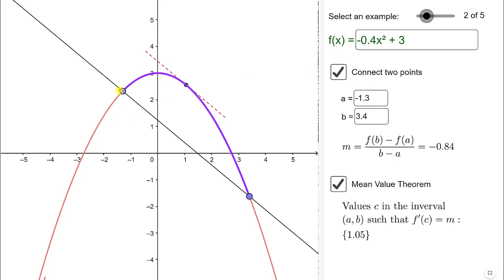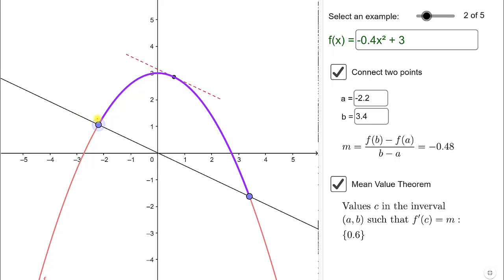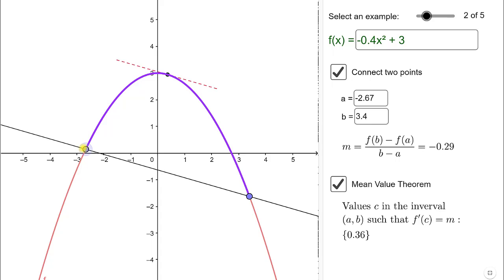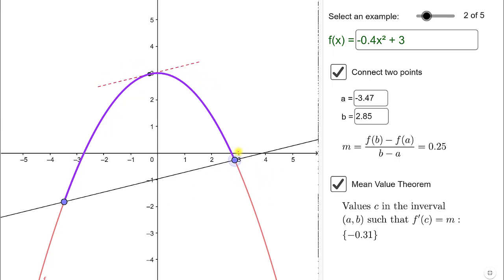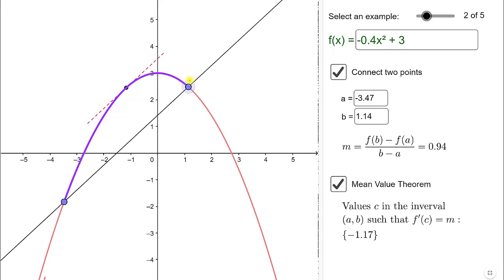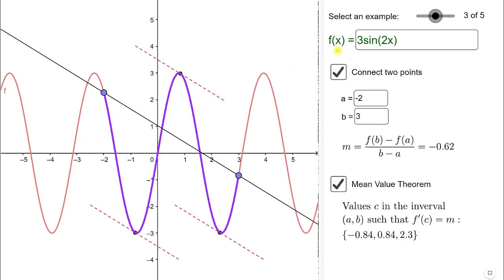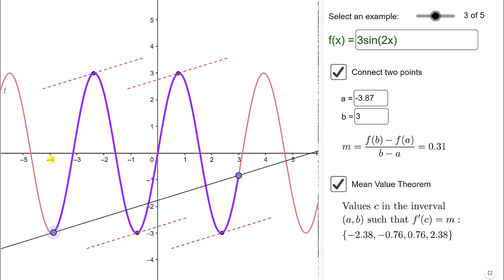So just a parabola opening downwards. As I change my a and b, there's always some c in between them where the slope of the tangent is the same as the slope of the secant. The instantaneous rate of change is the same as the average rate of change. Here's another example. So you can have lots and lots of those points c.